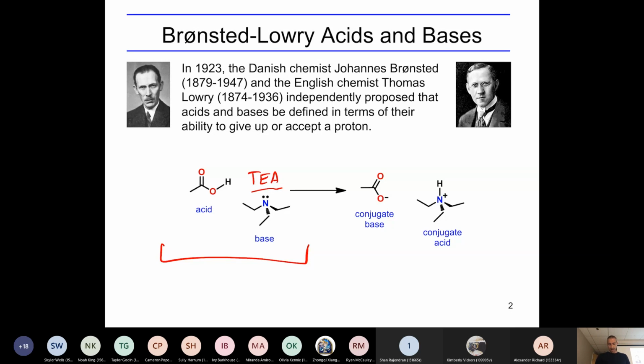In this example, the acid can donate a proton to the base, and that becomes acetate. So you get the anion, which is the conjugate base, and you get an ammonium cation. An amine becomes an ammonium, and that would be the conjugate acid. So this is just a Bronsted-Lowry acid-base reaction that doesn't involve water at all.